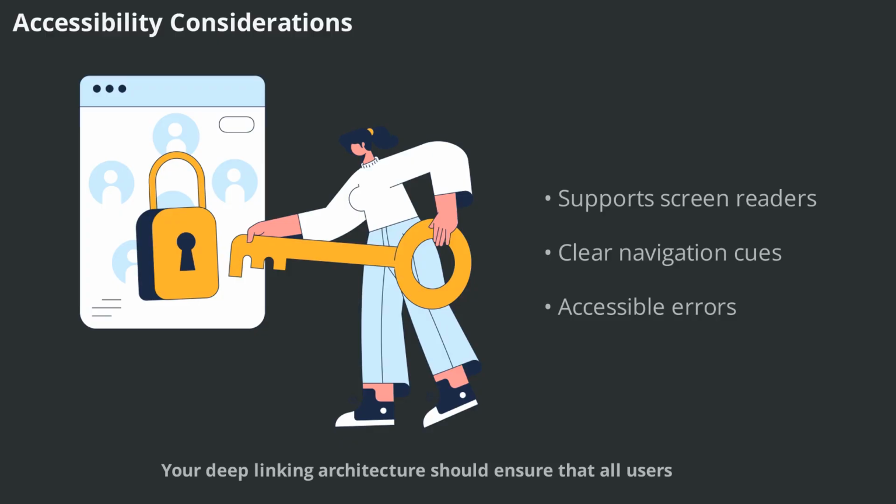Accessibility is an important aspect of app design. Your deep linking architecture should ensure that all users, including those with disabilities, can navigate your app easily. This includes supporting screen readers, clear navigation cues, and accessible error messages. Inclusive design benefits everyone and expands your app's reach.